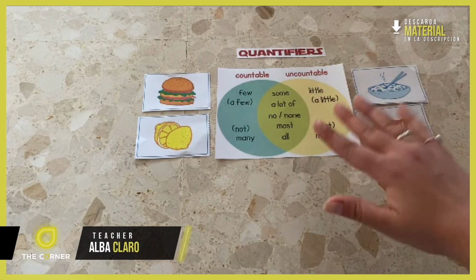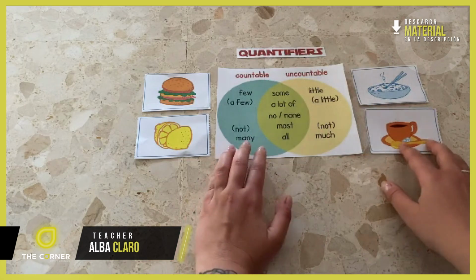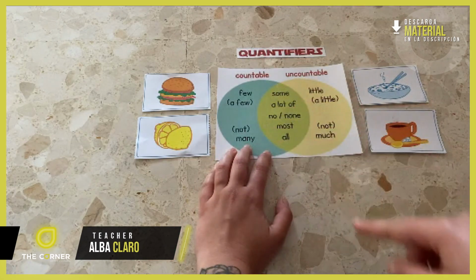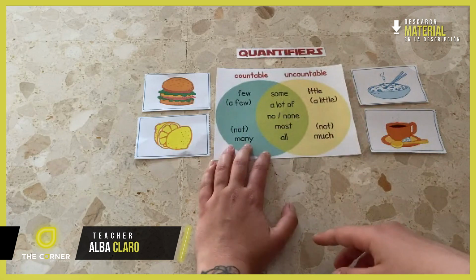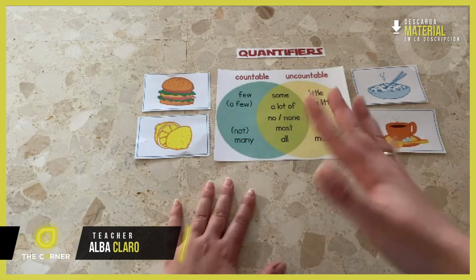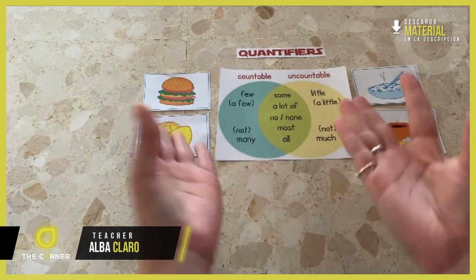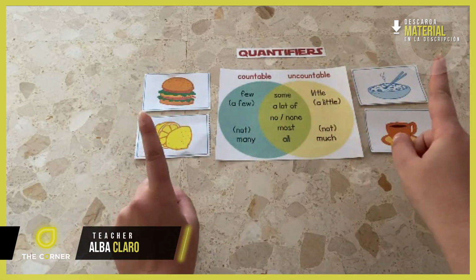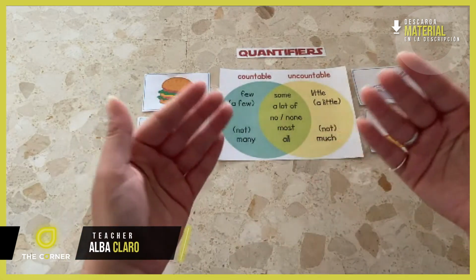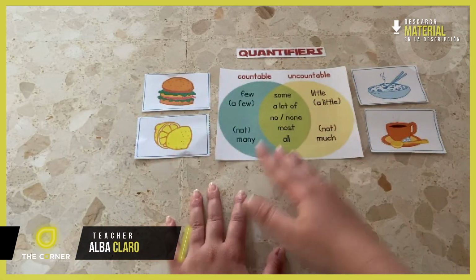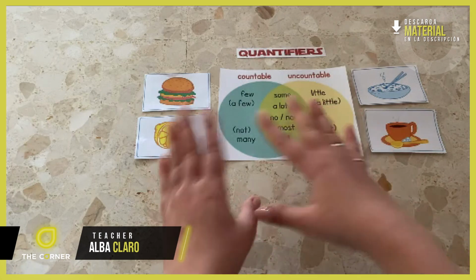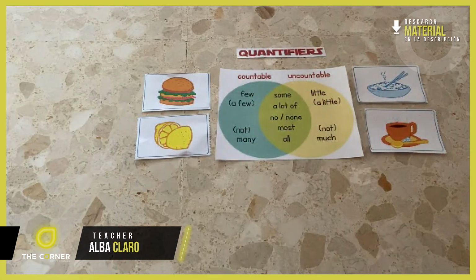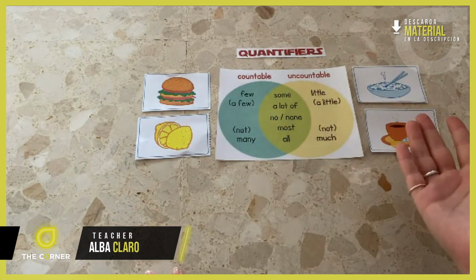For uncountable nouns, we can use little rice, una miqueta d'arròs, or much and not much, with coffee, for example, much coffee, molt de cafè, not much coffee, no massa cafè. And what about these quantifiers that we can use for both countable and uncountable nouns? We can use some, that means algún. We can use a lot of. We can use none. We can use most, which means bastant. And we can use all, tot. All the rice, all the lemon. You've got it? Do you see it?